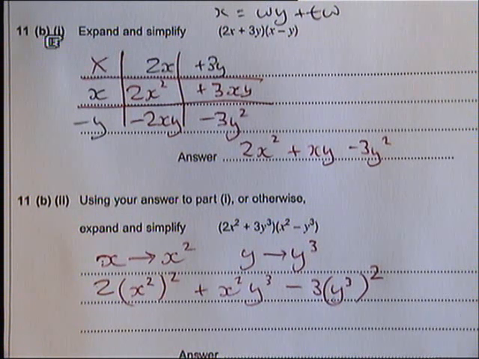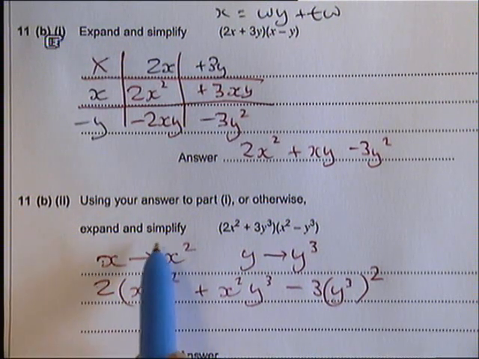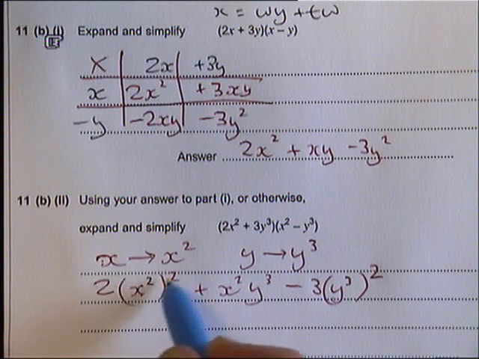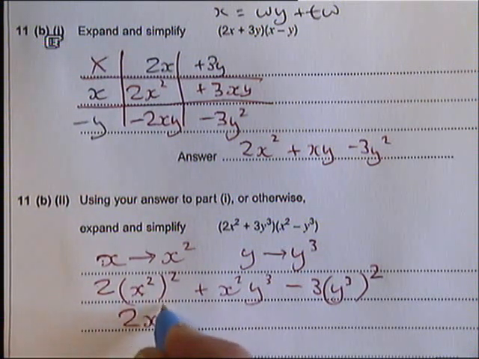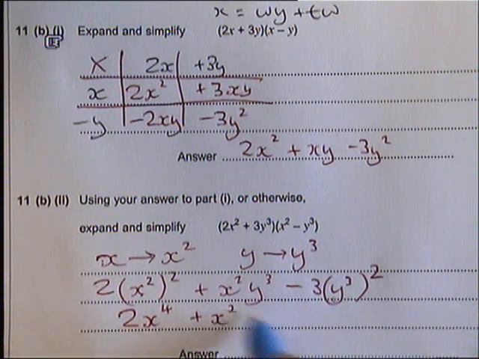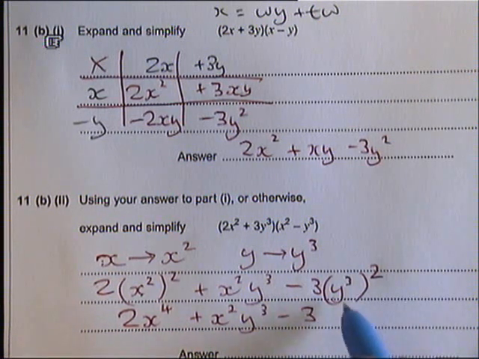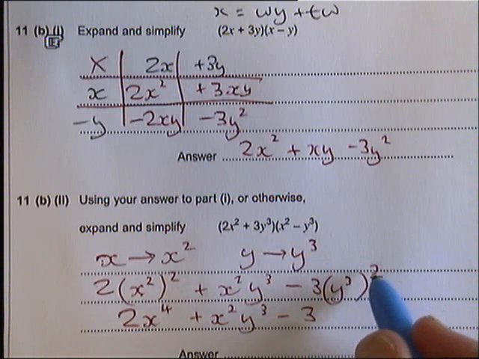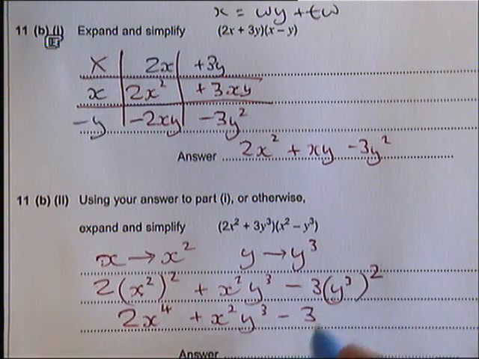This is the answer I need, but I do need to get rid of the brackets because it does say simplify. x squared squared, if you're doing a power to a power, you times those powers together. So that's x to the power of 4. So I get 2x to the power of 4. Over here, there's no simpler way of writing x squared y cubed. And over here, the 3 is fine, but the y cubed is squared. So if you're doing a power to a power, you times the powers, and 3 times 2 is 6. So there I need y to the power of 6.